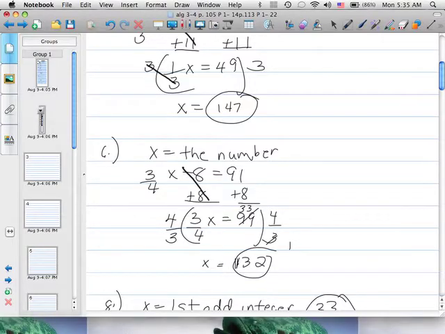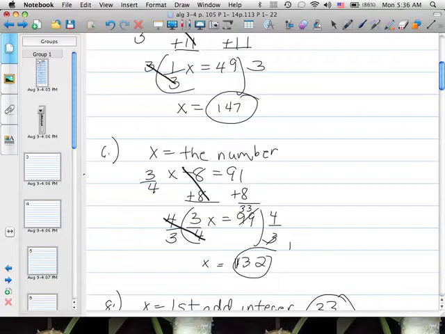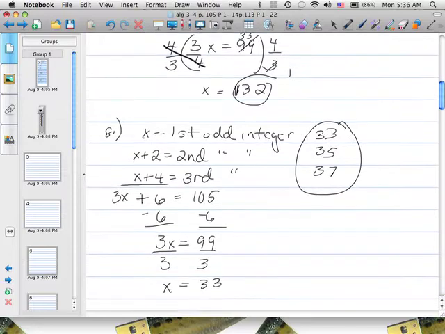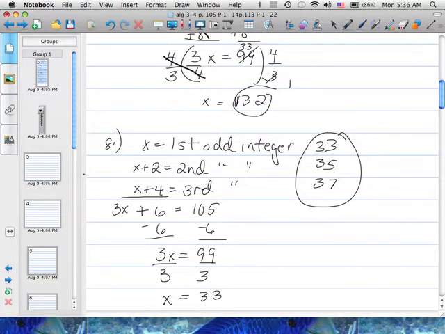Problem number 6 says 8 less than 3/4 of a number is 91. Find the number. So we let x equal the number. And it says 8 less, so that's going to come in second. That's the exception to the rule from reading left to right. So we take 3/4 of a number, 3/4 x, and take 8 less than that, minus 8 equals 91.